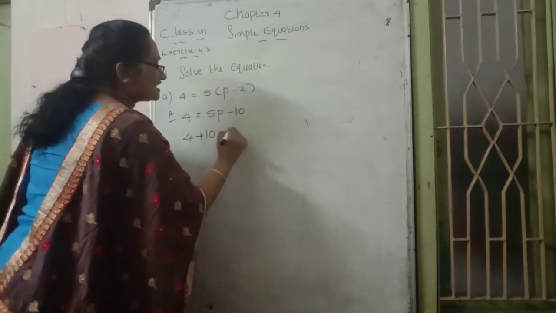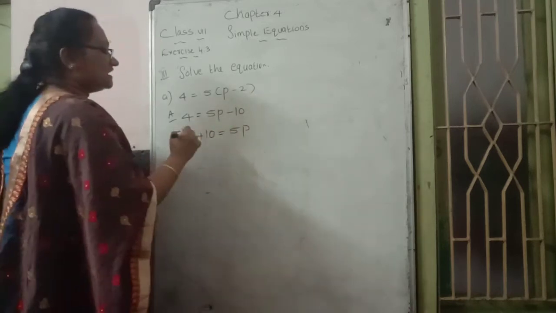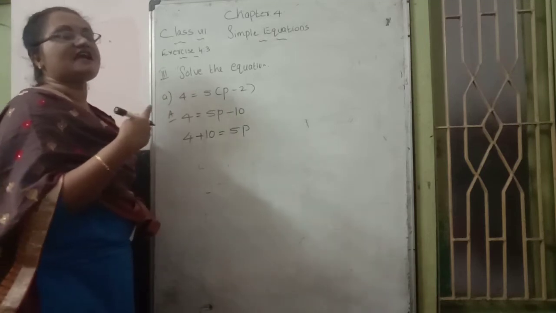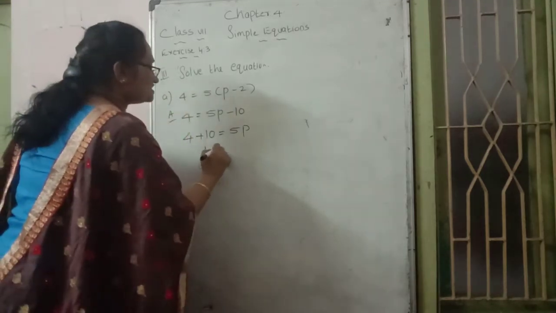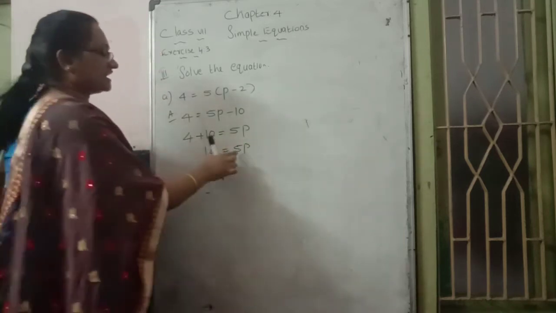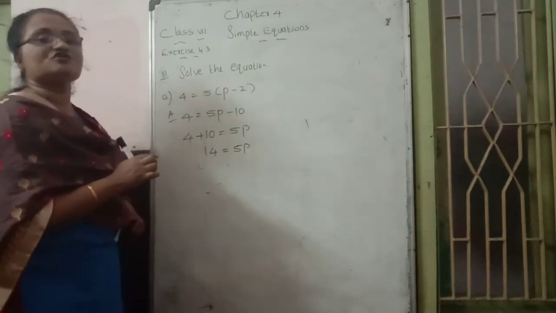Plus 10 is equal to 5p. Then add plus 10, meaning adding 4 and 10. 4 plus 10 comes to be how much? 14 is equal to 5p. Then check whether right and left cancellation is possible or not.